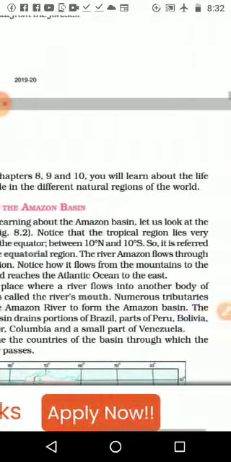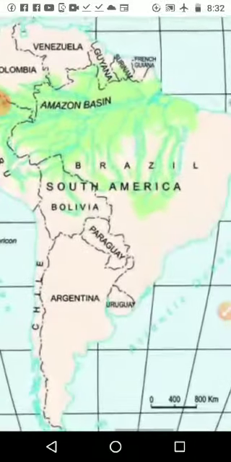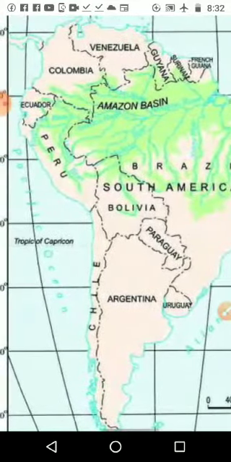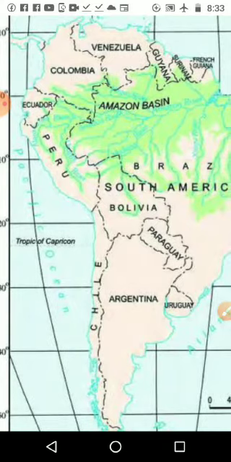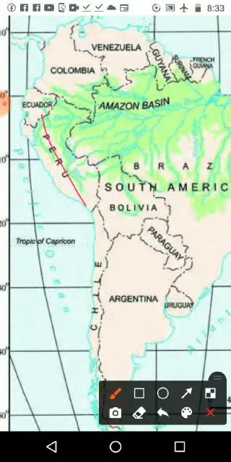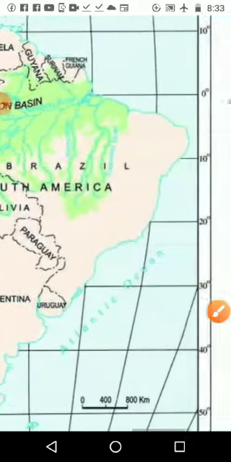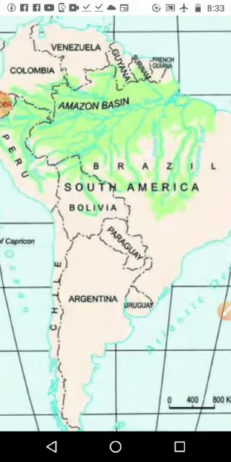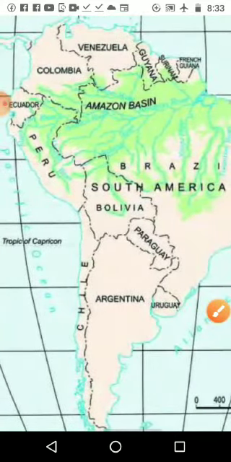Notice how it flows from the mountains in the west and reaches the Atlantic Ocean. Okay, again go to the map and we can see that. Here is the mountain area, from there it starts and flows to the Atlantic. So this river is long and has many branches, not like our Ganga or Brahmaputra. It has many branches, and different countries share the water of this Amazon river.